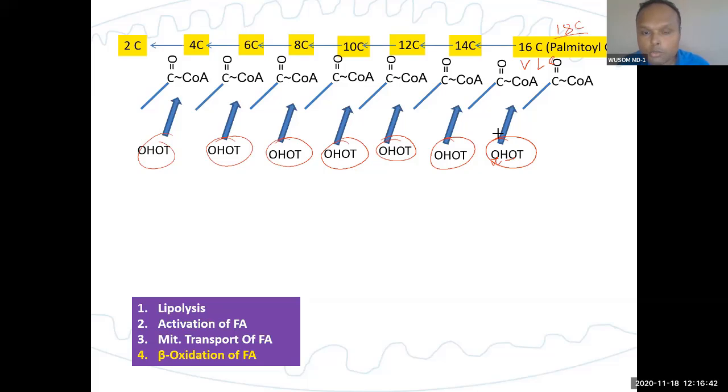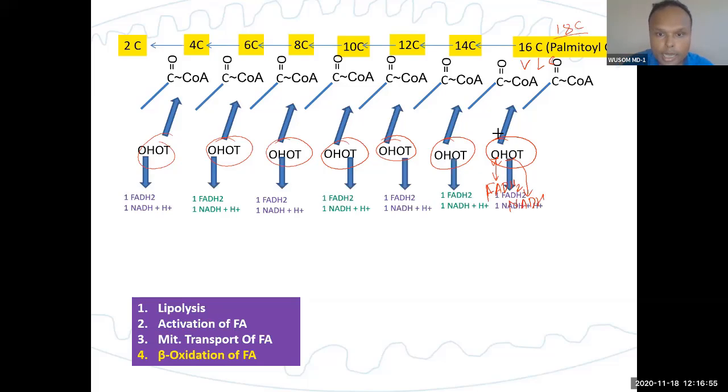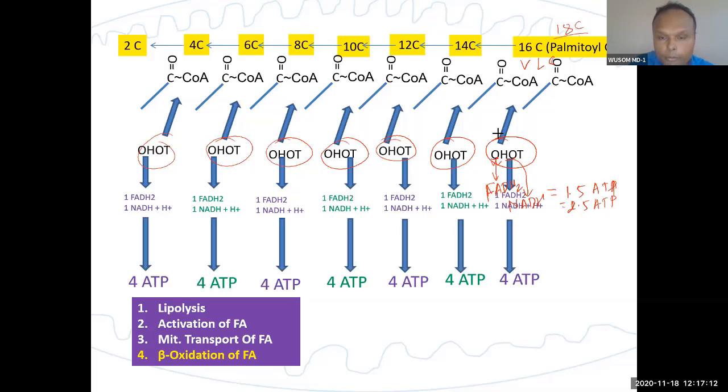And these two oxidations will produce, the first oxidation will produce FADH2, and the second oxidation will produce NADH. So one FADH2 and one NADH will be produced. And you know, one FADH2 is equal to 1.5 ATP, and this NADH is equal to 2.5 ATP. The total ATP produced by the electron transport chain is 4 ATP per breaking of bond.